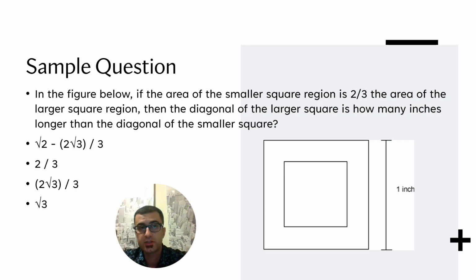So the question is, in the figure, if the area of the smaller square region is 2/3 of the area of the larger square region, then the diagonal of the larger square is how many inches longer than the diagonal of the smaller square? So it's not about proportion, it's about the length and the difference in the length.